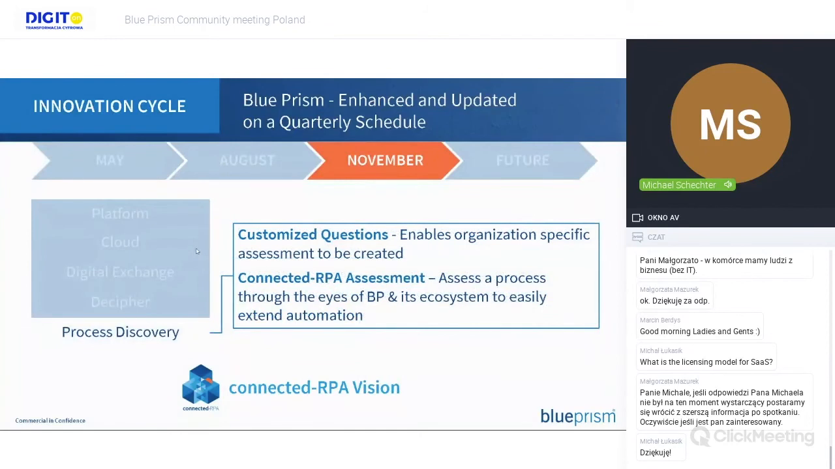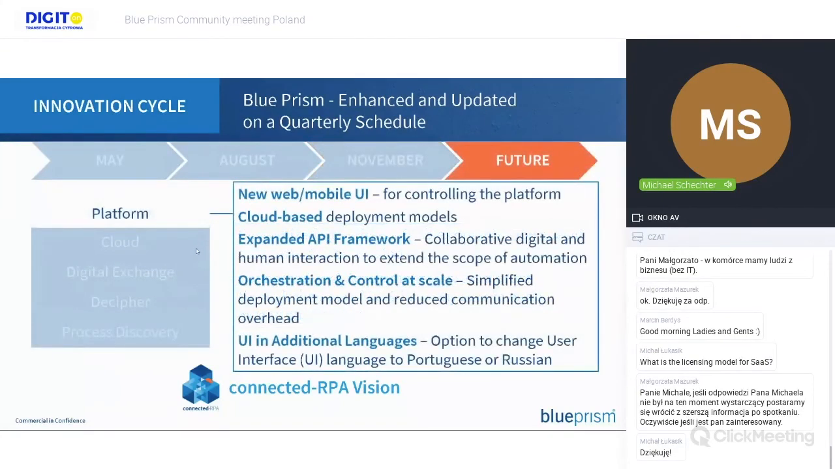And also in Process Discovery, there are some plans to customize the questions. Usually the description of the process is based on questions, so it will be possible to customize that. And also Connected RPA Assessment, to assess the process through the eyes of Blue Prism and its ecosystem to easily extend automation. And also some general plans about the platform, where we're going and what we are trying to do in the future, without time frames now.